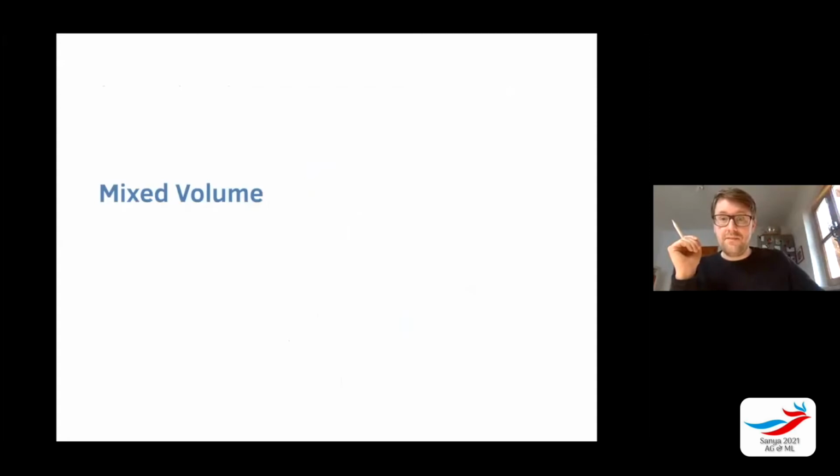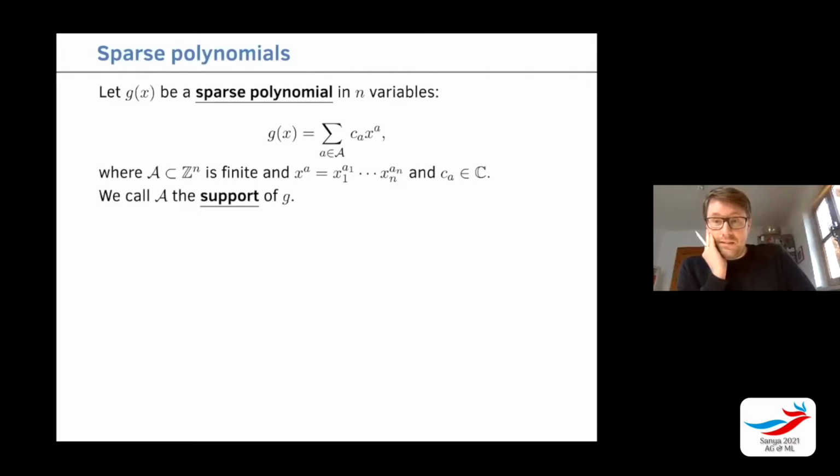Now the second part is about mixed volume. So for the moment, let's switch gears completely and look at a new subject. But both of the subjects will come together later in the talk. So mixed volume. In this part of the talk, we are considering sparse polynomials. So g of x is a sparse polynomial in n variables if it looks like this, so if g of x is given as a linear combination of monomials indexed by some subset of Z^n, okay? And this does not need to be the subset indexing all monomials. It can be a small subset. So this is why this is defined as a sparse polynomial, okay? And this indexing subset A is called the support of g.